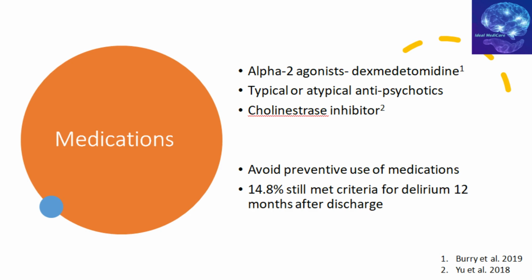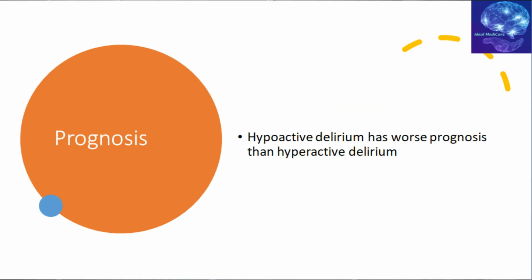Also, we should avoid preventive use of medications, because if we use 3 or more medications or new medications in these patients, they actually become more delirious. And 14.8% of patients still met the criteria for delirium 12 months after discharge. So some low degree delirium continues on. As we discussed, it's very important to differentiate these patients between hyperactive and hypoactive delirium, because hypoactive delirium has worse prognosis than the hyperactive delirium.